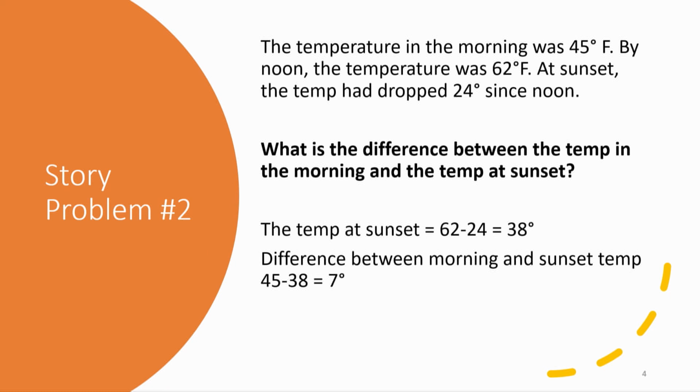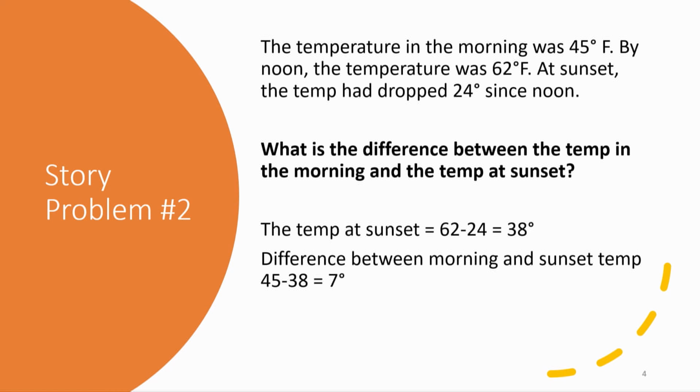So first, it wants to know how much has it dropped since noon? Well, at noon, we know it was 62 degrees. But by sunset, it had dropped 24. So that means 62, we would subtract 24, and that would give us 38 degrees. So the temperature at sunset was 38 degrees. Now we want to find the difference between morning and sunset. So at morning, it was 45. At sunset, it was 38. The difference is 7.